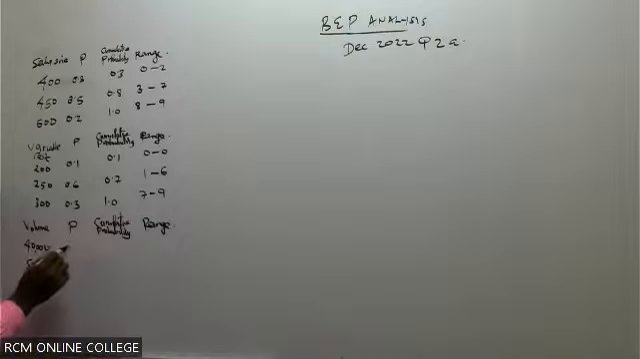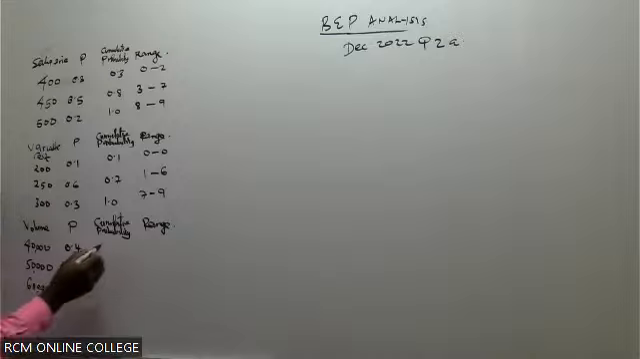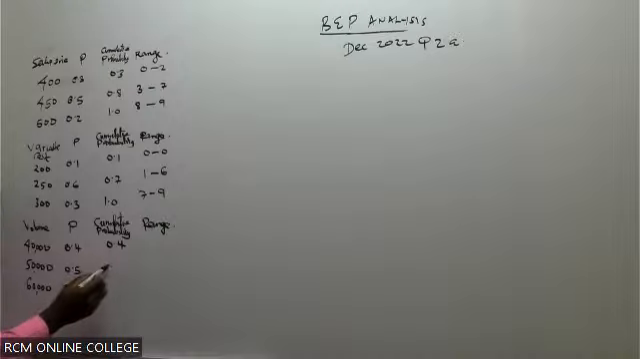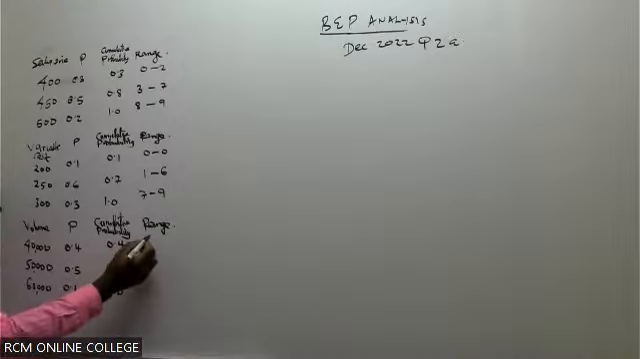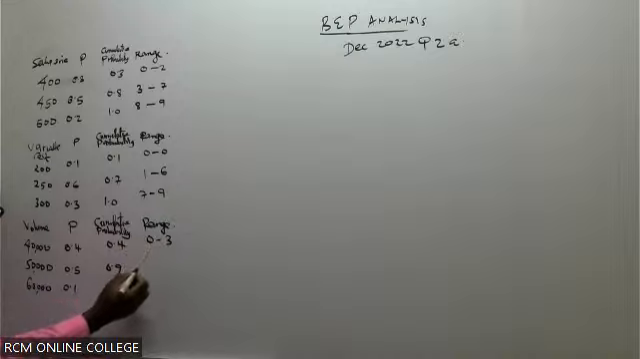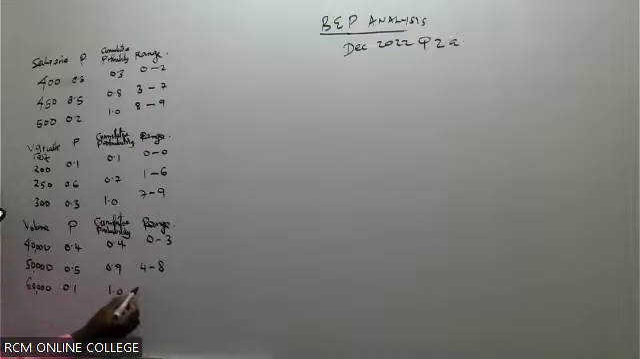For that, probability is 0.4, 0.5, 0.1. So we have 0.4, the cumulative 0.9, and then 1.0. So we have 0 to 3, we have 4 to 8, and then we have 9 to what figure?